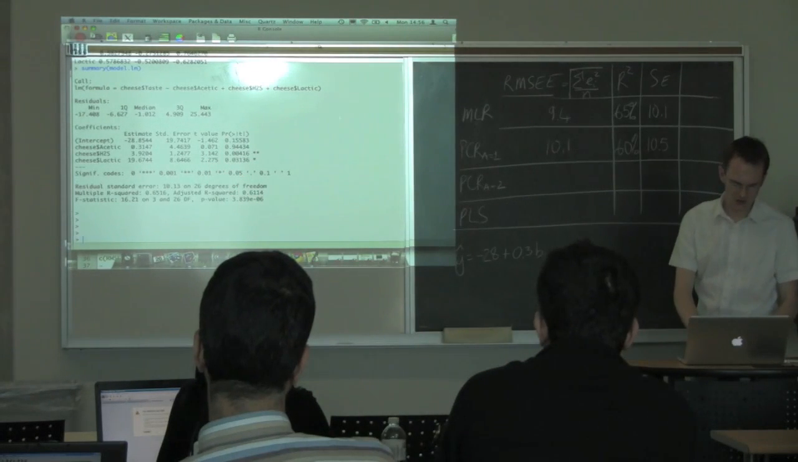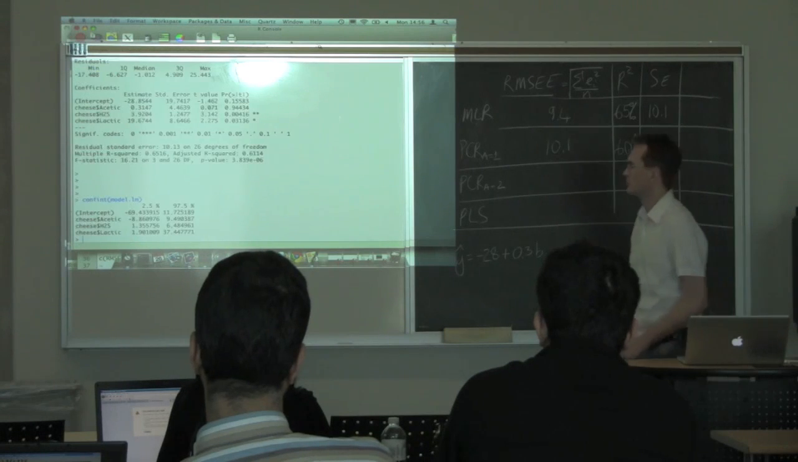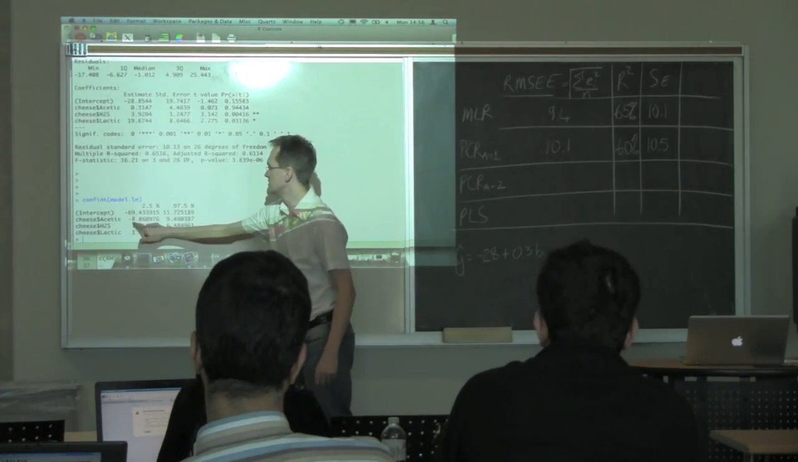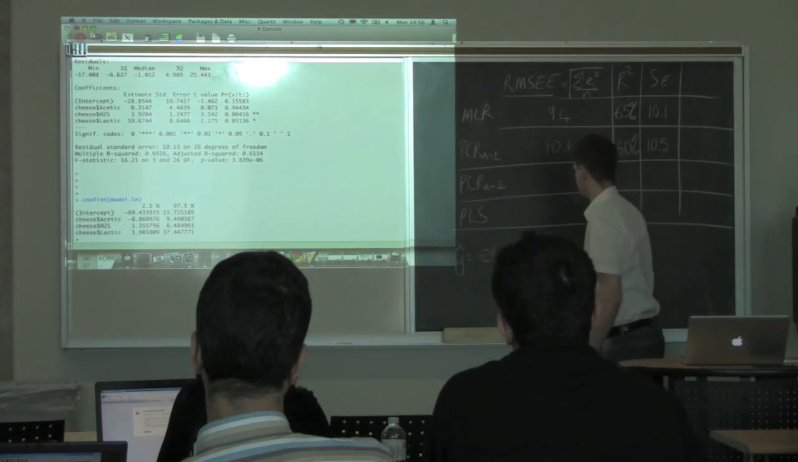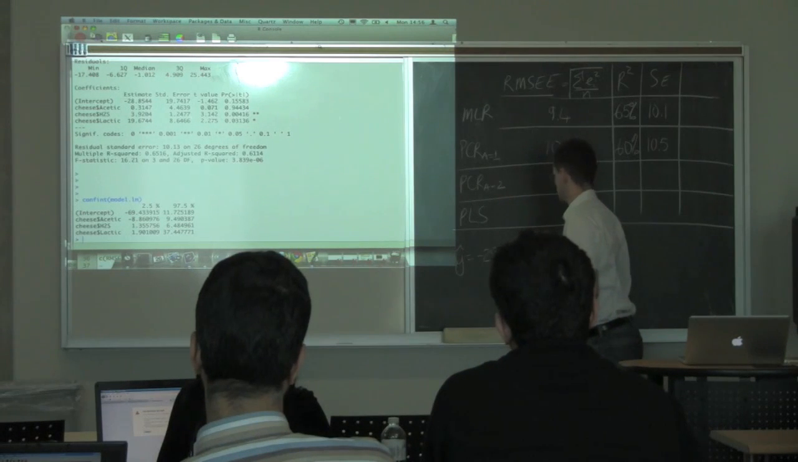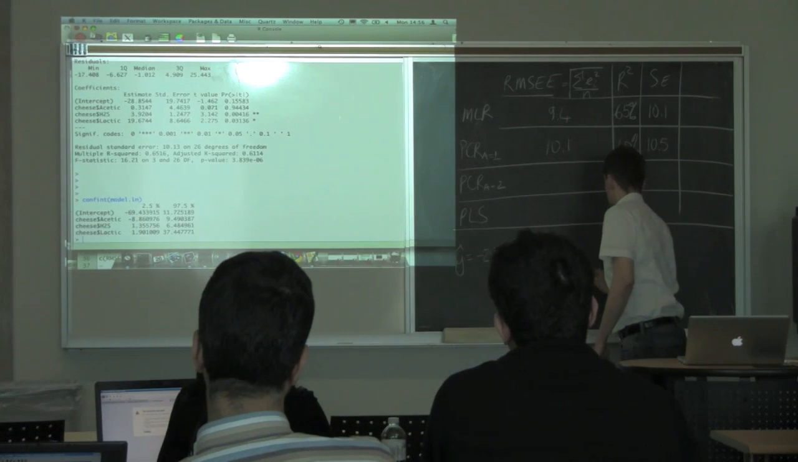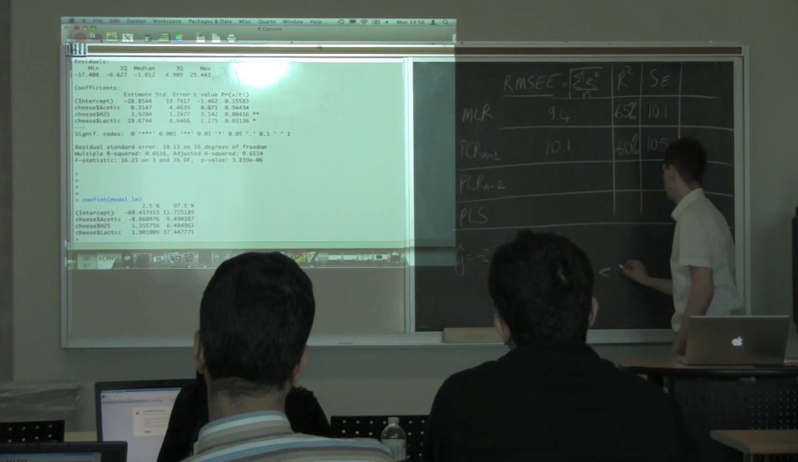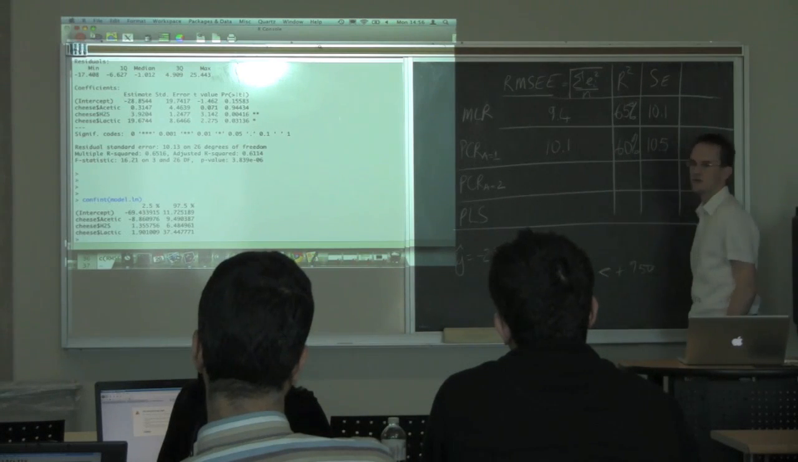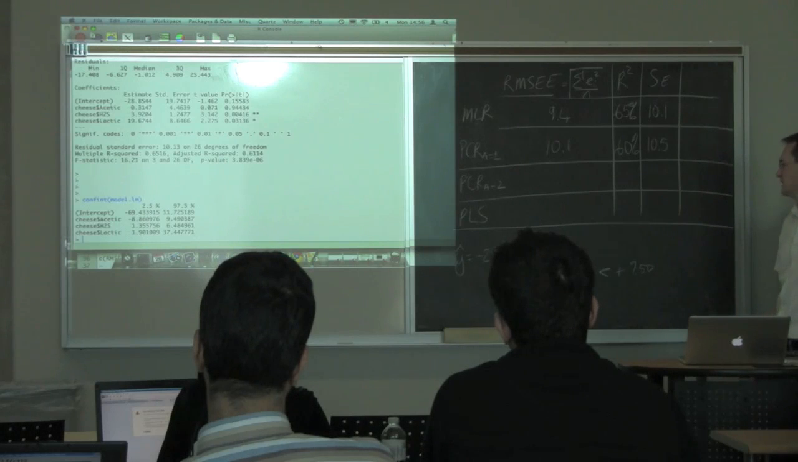Another way to look at it is to use the confidence function. The confidence interval for beta acetic is from minus 8.86 to plus 9.5. So that's a 95% confidence interval for acetic acid. The linear regression model is saying acetic acid is really not important to predicting Y.